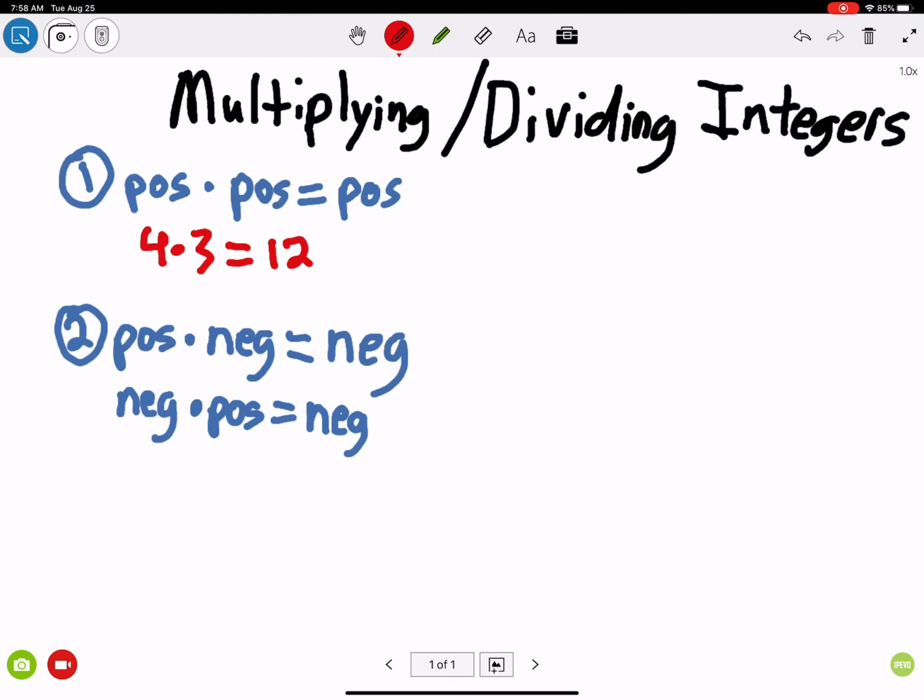Okay, so if I have 4 times negative 3, that's going to give me negative 12. And if I have negative 3 times 4, that's going to give me negative 12. Okay, doesn't matter whether the negative is first or second, you're always going to get a negative number when multiplying a negative times a positive or a positive times a negative.